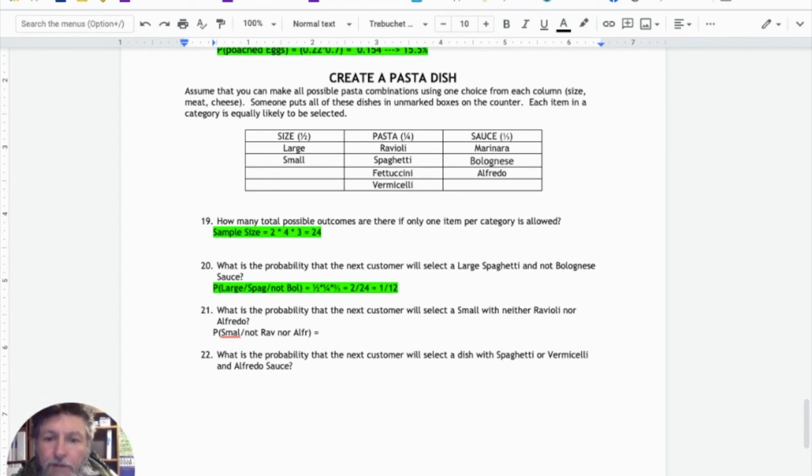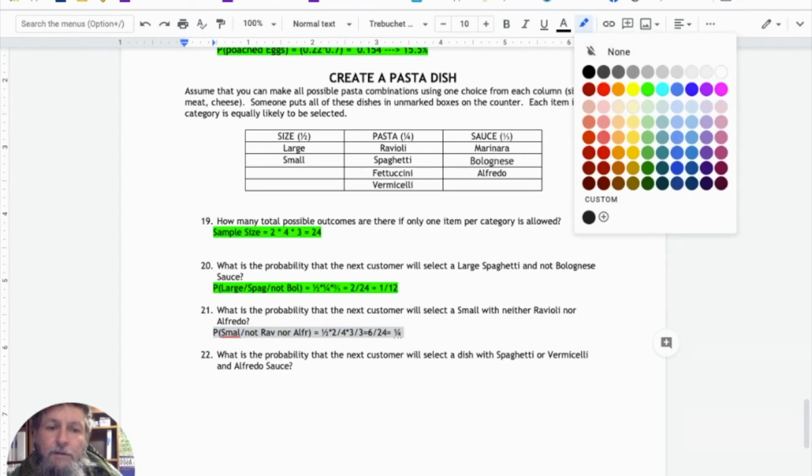So what's the probability of a small? That's 1/2. And we're going to multiply 1/2 times not ravioli or not Alfredo, which is 2. There are 2 options that you don't need, so that leaves 2 remaining out of the 4. And we're going to multiply that by 3 out of 3, because you're going to use all 3. So 2 times 3 is 6, and we know that the bottoms multiply through to equal 24. And so the answer is 6 out of 24, or 1/4. So that's our answer. There's a 1/4 chance, a 25% chance, that anybody who walks up will get that type of option.